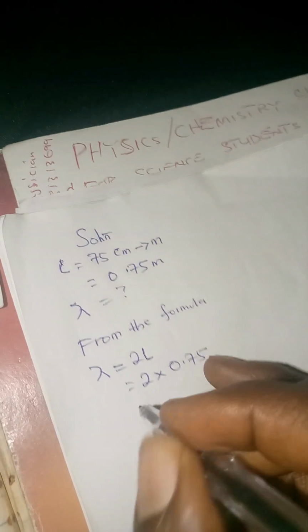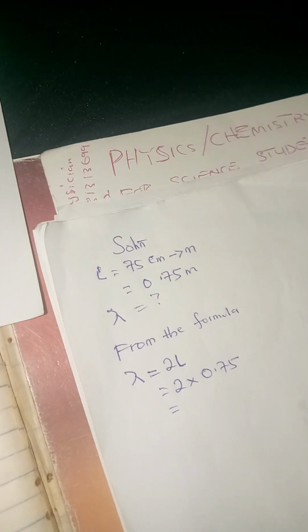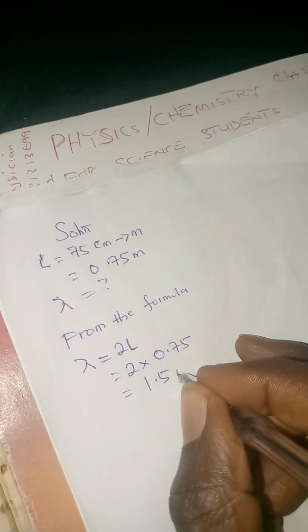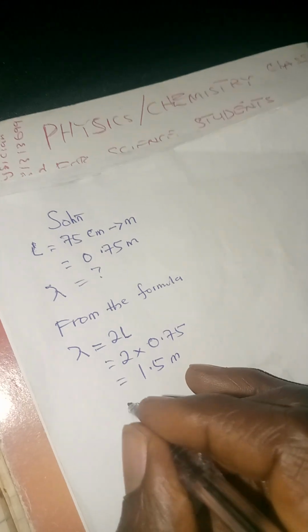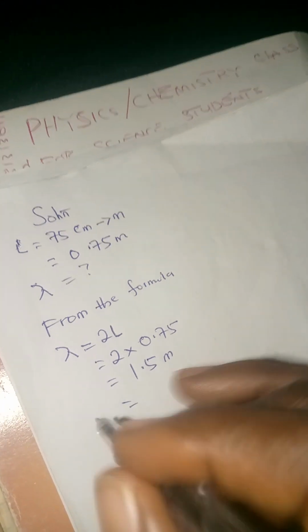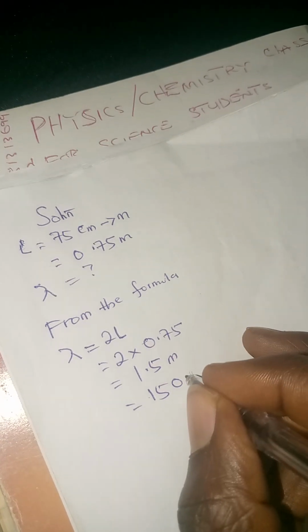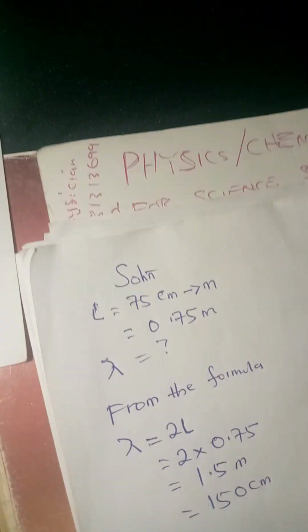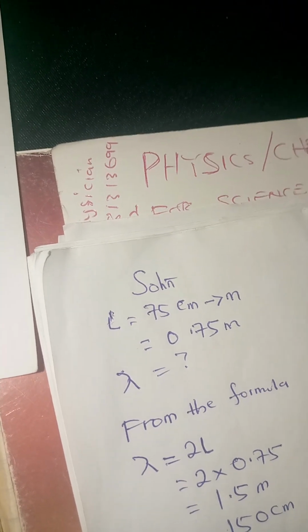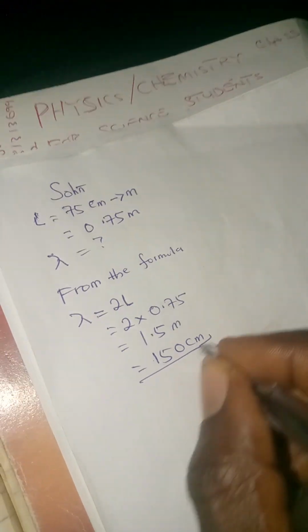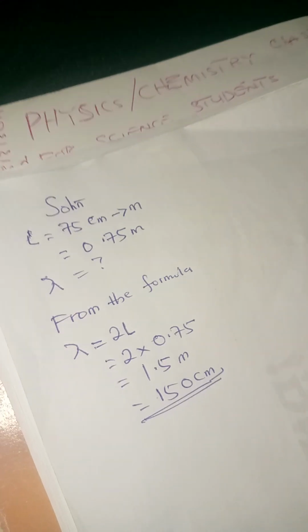0.75 m. If you multiply this with your calculator, you will discover that the answer is going to be 1.5 meter. You can easily also take this answer to centimeter if you want to. So in centimeter, it's going to be 150 centimeter, and you do this by multiplying the answer by 100. This is the answer. So this problem is very simple.